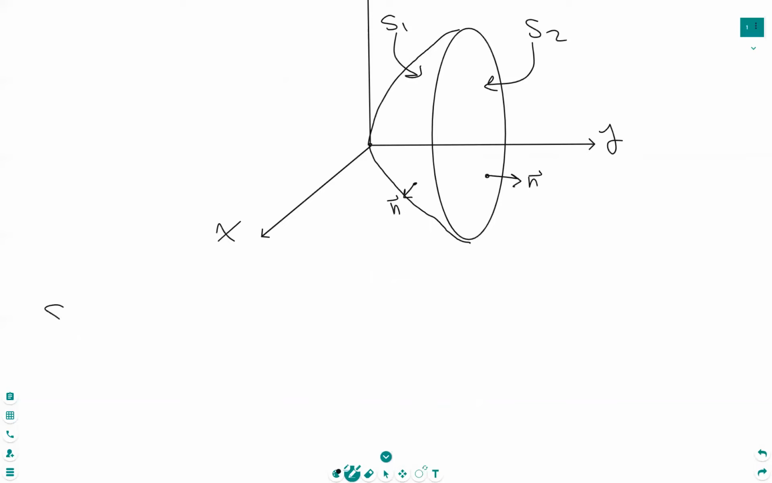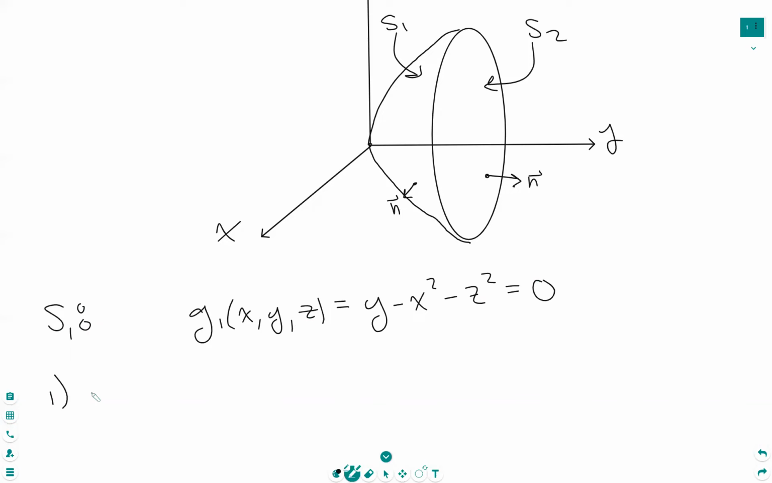So let's start with S1. For S1, our function is y minus x squared minus z squared is equal to 0. Step 1, we need to choose a direction to project to.